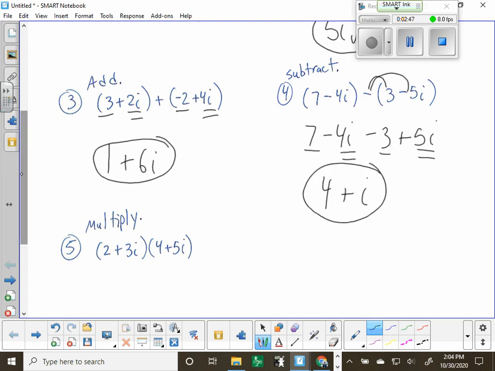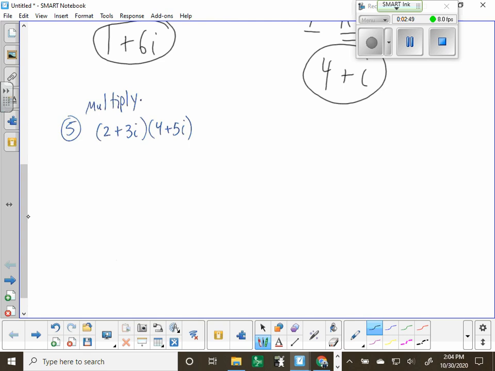Okay, multiplying is next. I didn't put a dividing one on there, so write this down and then try multiplying it. Use FOIL to multiply this out.